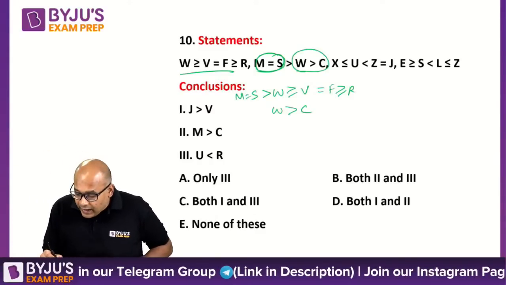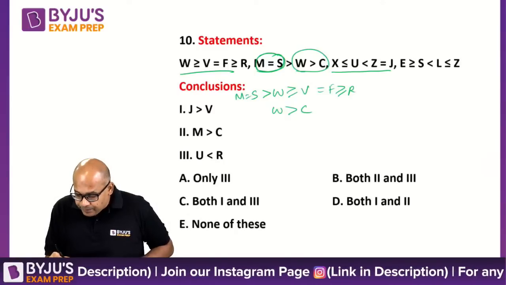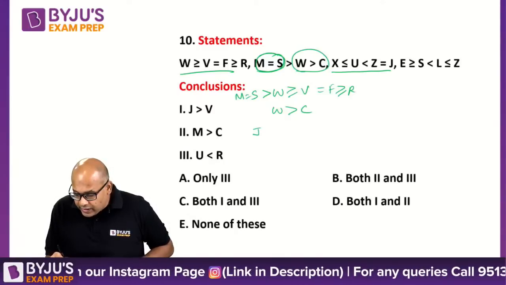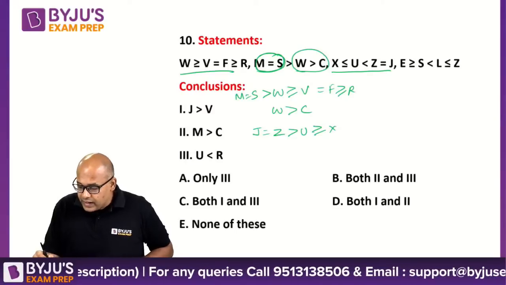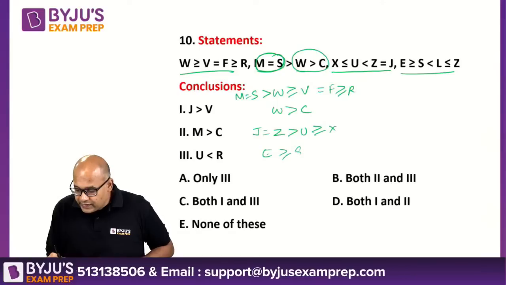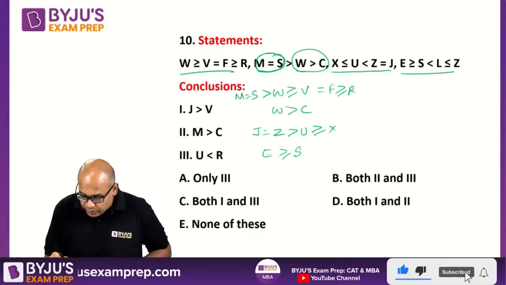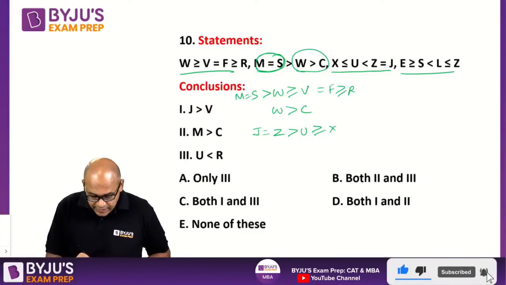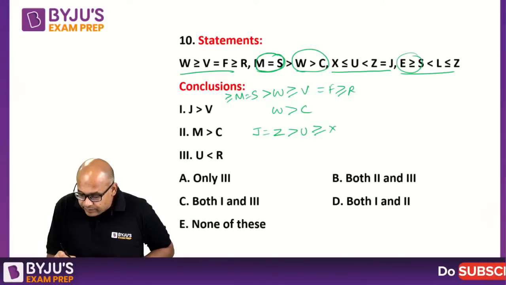Then I have the third statement here. We have J equal to Z greater than U greater than or equal to X. And the last statement is E greater than or equal to S. Okay, so S is here, so what I can do is this part. I can join early. Where can I join? E and S I can join here.